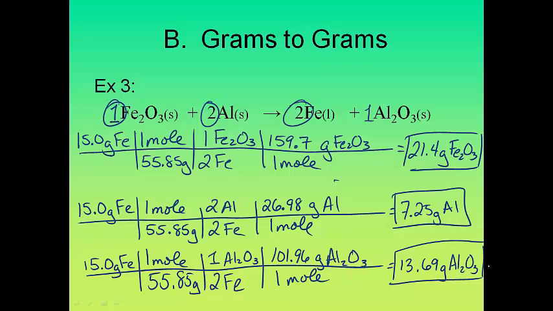And that's it. Those are the three answers for that problem. Again, notice, none of them are hard. They're a little tedious, yeah, but once you get good at them, they're a piece of cake.